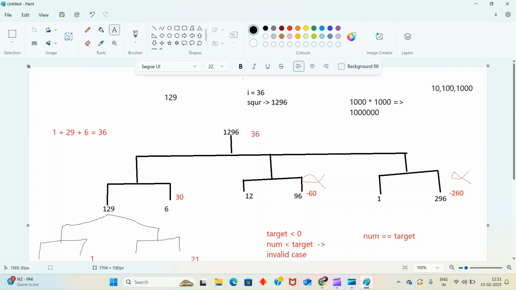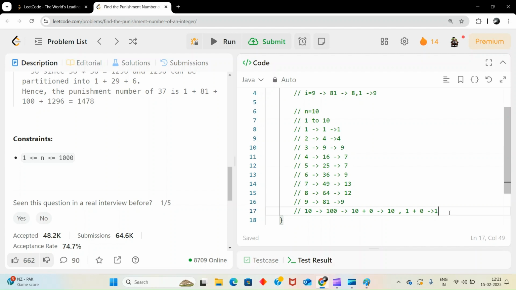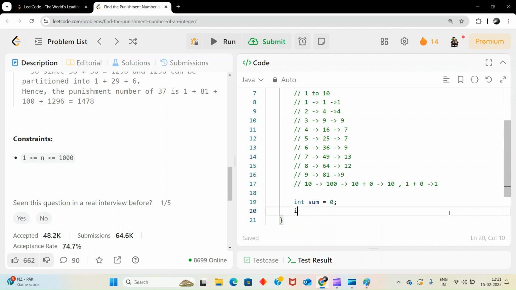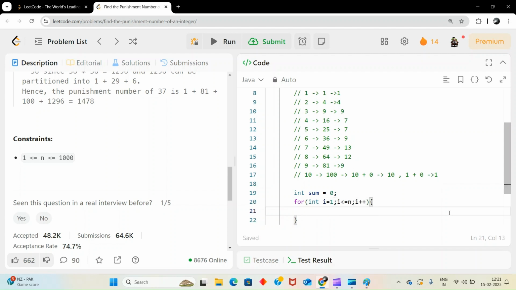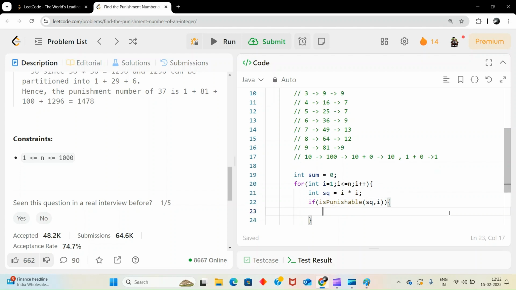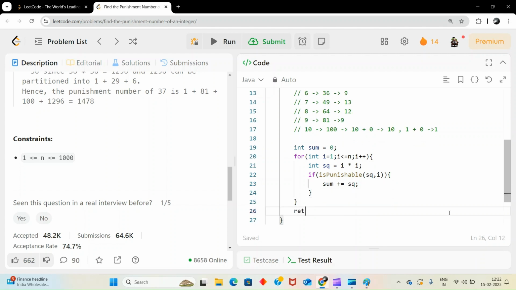What I'm talking about you will get to know while coding. Let's say we will write a code. I'll explain. This will be our sum, and for int i is equal to 1 to i less than or equal to n, i plus plus. First let's find the square. Square is equal to i into i, and I'll write isPunishable. I'll write this method where we will pass the square and our i, which will be our target. If it is okay, then sum plus equal to, we have to add the square. And at the end we have to return this sum.